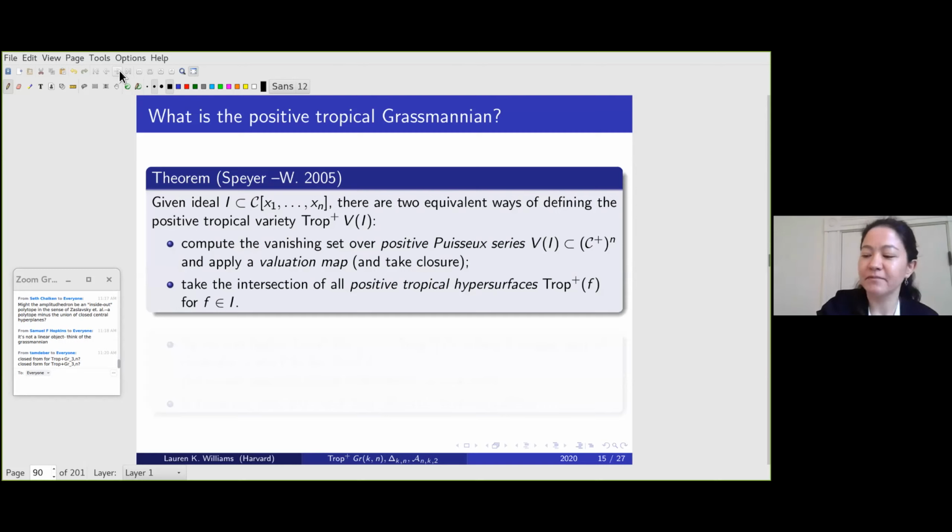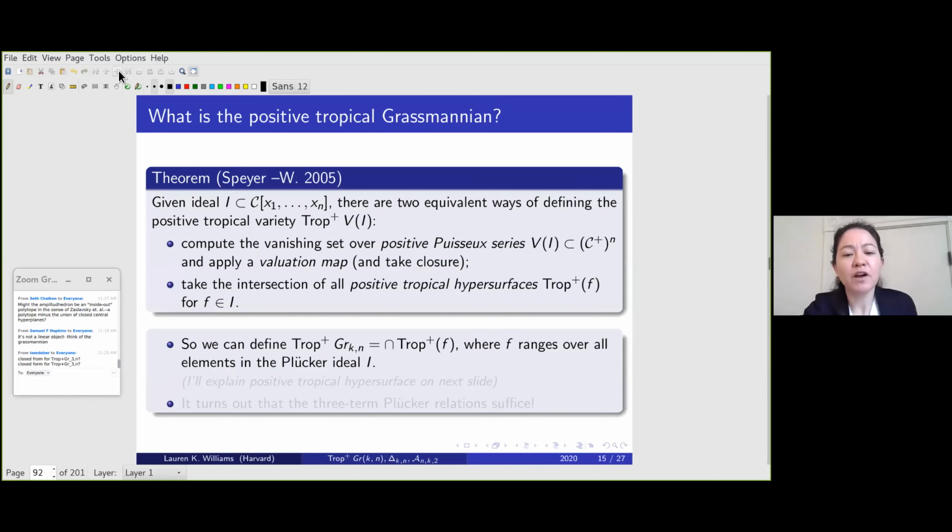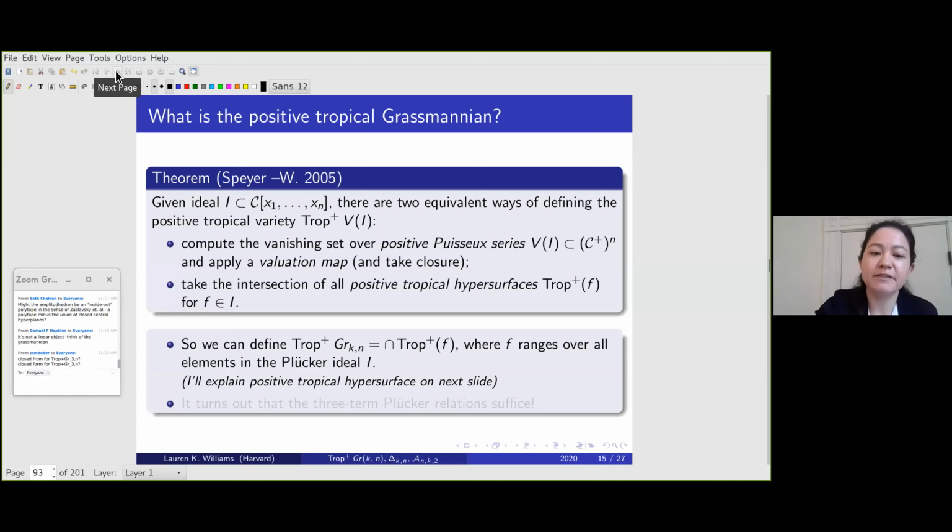Okay, so if you haven't seen this before, you're not really meant to digest this statement, but I'll make a more precise statement soon. The upshot is that we can define the positive tropical Grassmannian as the intersection of a bunch of positive tropical hypersurfaces associated to all elements in the Plücker ideal I. And now it turns out that in fact the three-term Plücker relations suffice. So I can give you a simple definition of the positive tropical Grassmannian on the next slide.